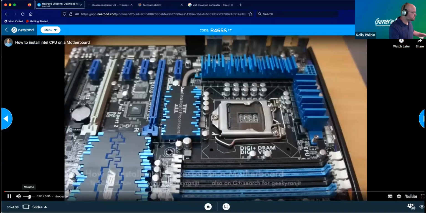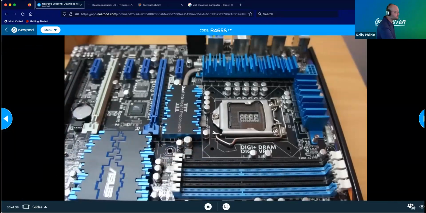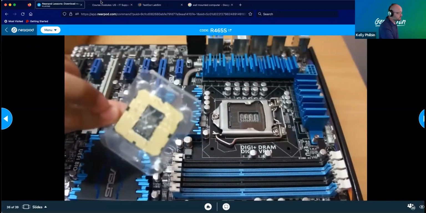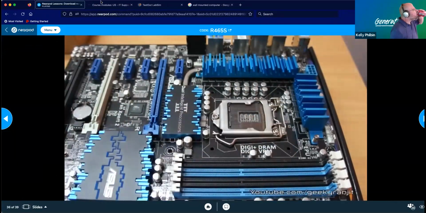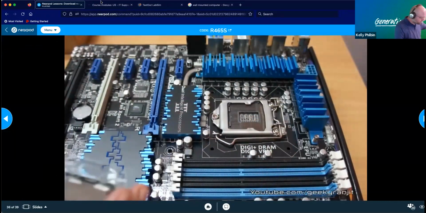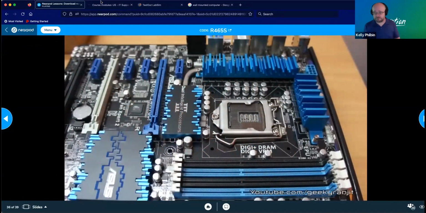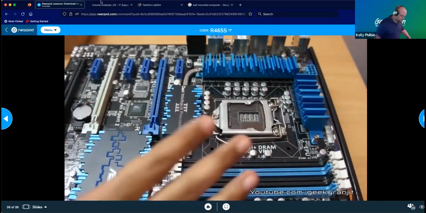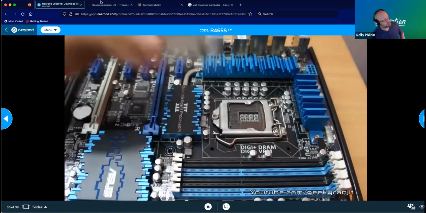Hi there, this is Ranjit from tech2bus.com, and in this video we're going to install an Intel processor on this motherboard. The motherboard that you're seeing is an Asus motherboard based on the Intel Z77 chipset. It supports both the Sandy Bridge and the Ivy Bridge chips based on the LGA socket 1155, and I'm going to use an LGA 1155 chip on it.